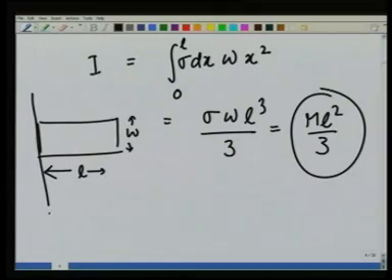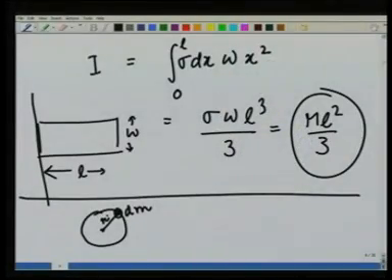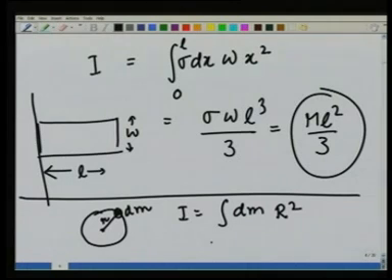As a second example, let us take a ring of mass m and calculate its moment of inertia about its center. Then if I take any mass dm here, all over the periphery the mass is at the same distance from the axis, r, and therefore, I is going to be the integral of dm times the radius square. r is a constant, so it comes out to be m r square, another familiar result.